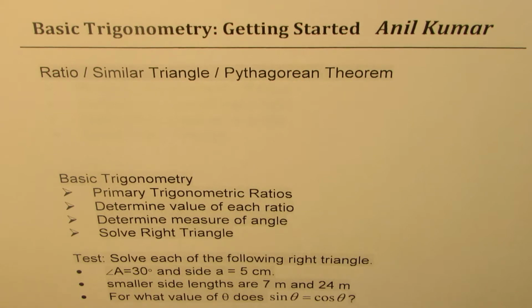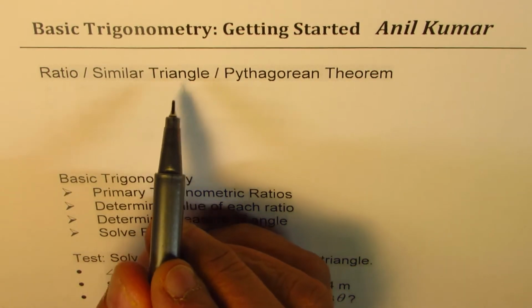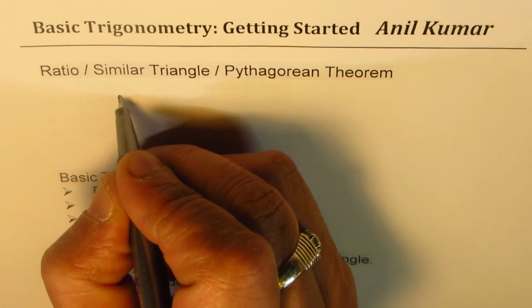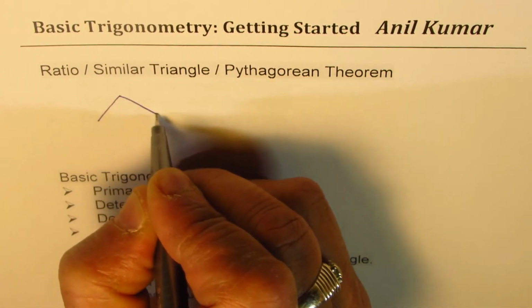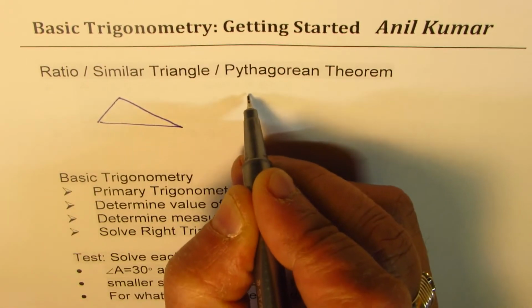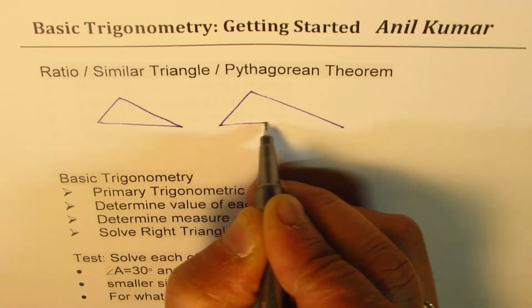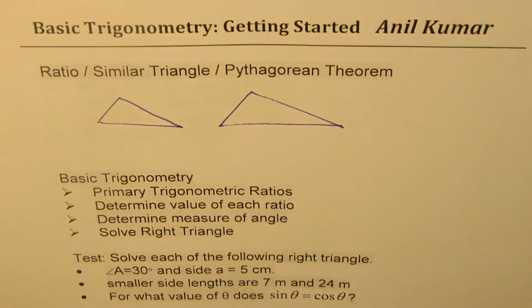Now, let's begin by talking about ratios and similar triangles. So, let me give you one example here. Let's say we have these two triangles, and let's say they are similar triangles, right? Similar triangles are triangles which have the same angles, correct? So those triangles are similar.